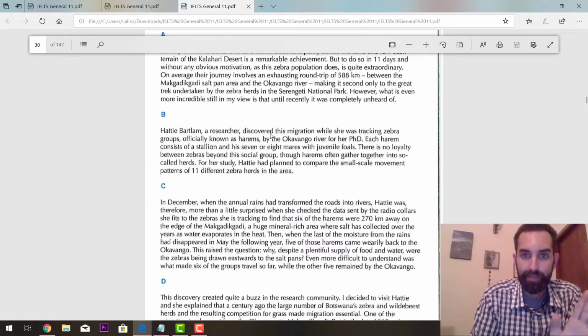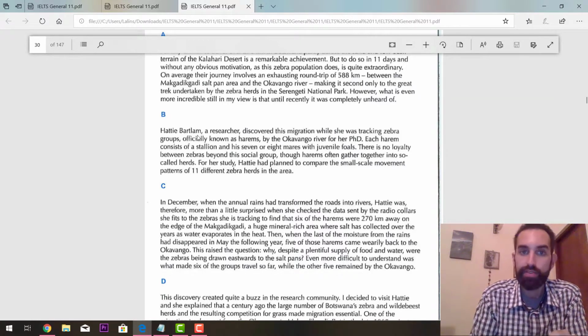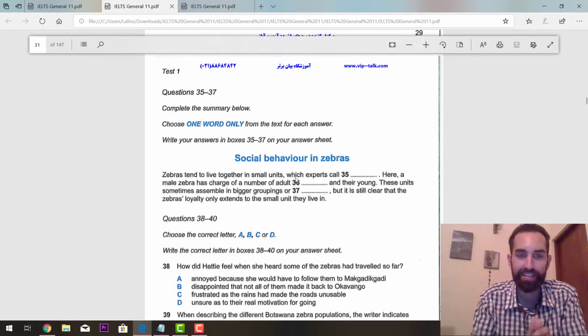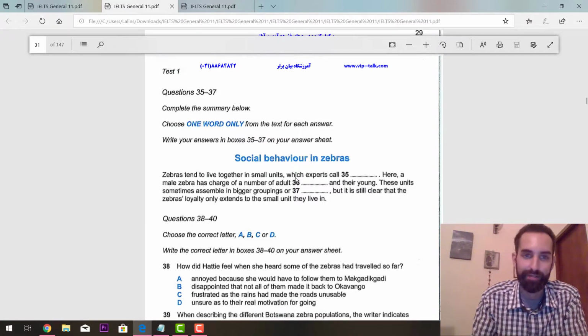So, it's like here. While she was tracking zebra groups, officially known as harems, by the Okavango River for her PhD. Each harem consists of a stallion and his 7 or 8 mares with juvenile foals. There is no loyalty between zebras beyond this social group, although harems often gather together into so-called herds. For her study, Hattie had planned to compare the small-scale movement patterns of 11 different zebra herds in the area. So that was clearly that. So that was part 2 of section 3 done.